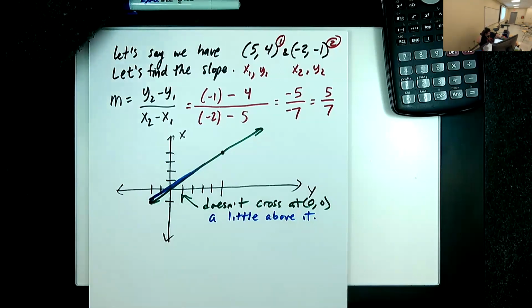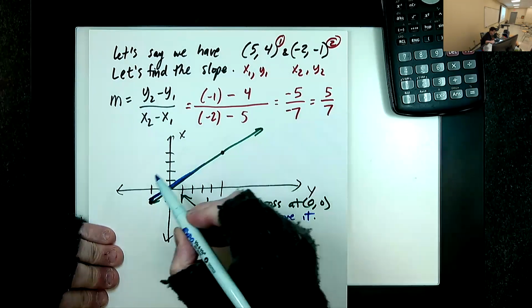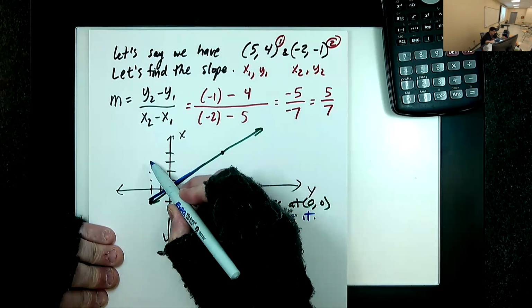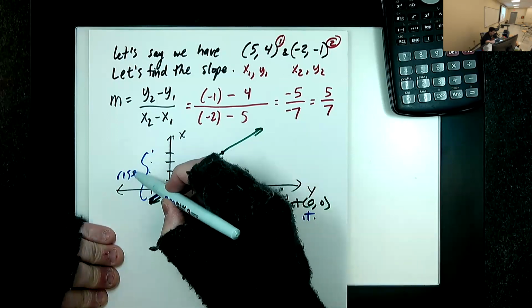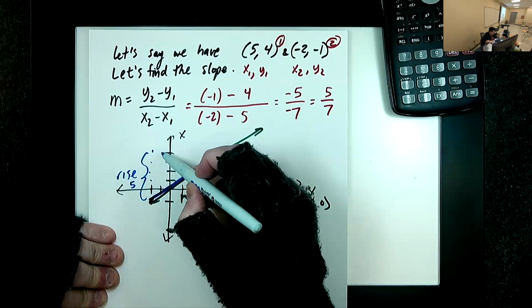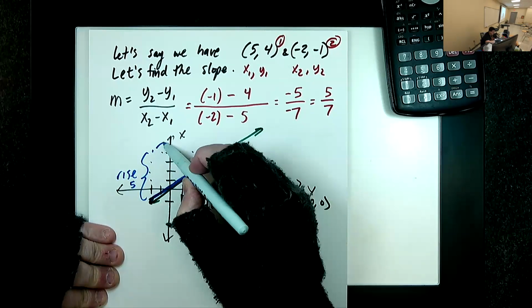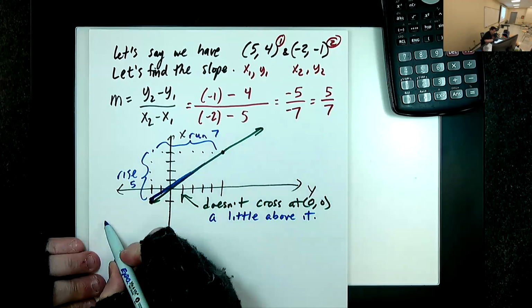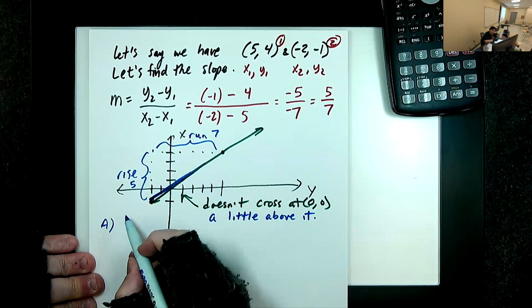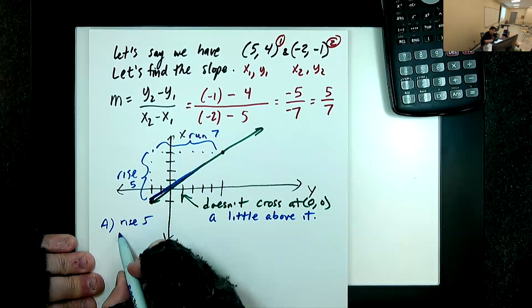So, two ways to look at this. I can look at 5/7 as my rise over run. 1, 2, 3, 4, 5. A rise of 5 over a run of 1, 2, 3, 4, 5, 6, 7. A run of 7. That's one way to look at 5/7. Rise of 5, run of 7.